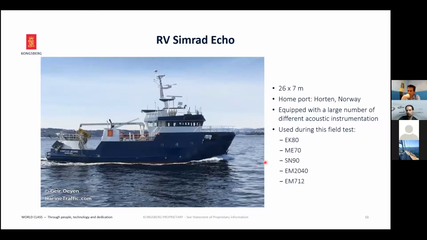Let's now swap to the vessel. The vessel used is the Simrad Echo. It's based in Horten, where our main sensors and robotics facilities from Kongsberg Maritime in Norway are, and it is equipped with a large suite of acoustic instruments, such as the ones that we have discussed earlier in the table, and you are going to see data from now.